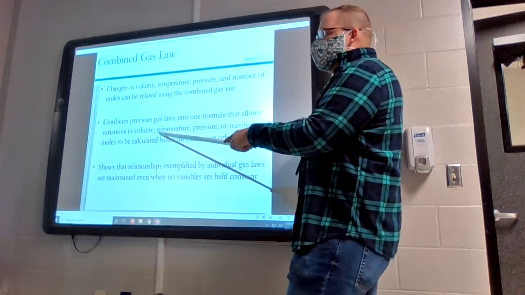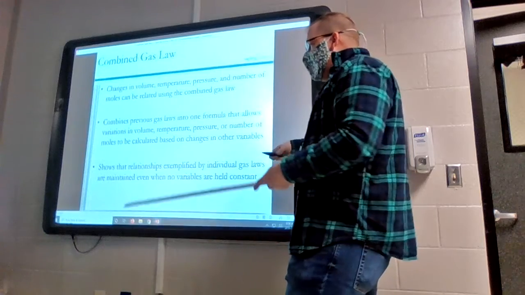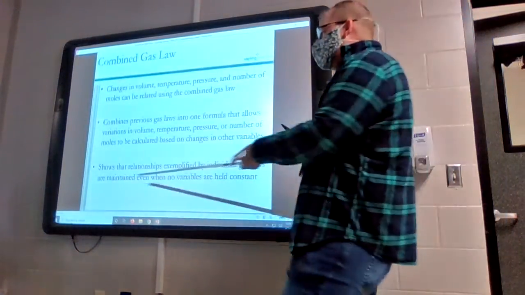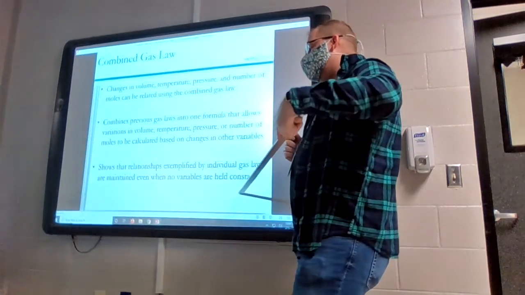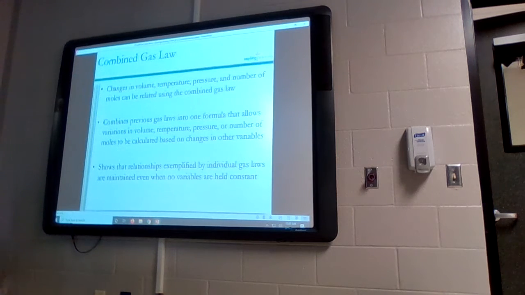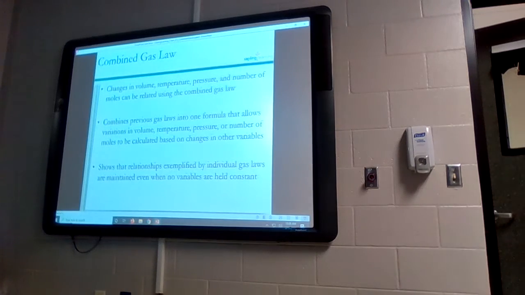I got to have a step 1, and I got to have a step 2 for all the stuff involved in the formula. What this does is shows the relationships exemplified by individual gas laws are maintained even when no variables are held constant. So what they're saying is all of these relationships still work individually even when I'm changing everything. Even when all the pressure and volumes and temperatures and moles change, all of these are still valid and still work. They're just working together in a more complicated way.